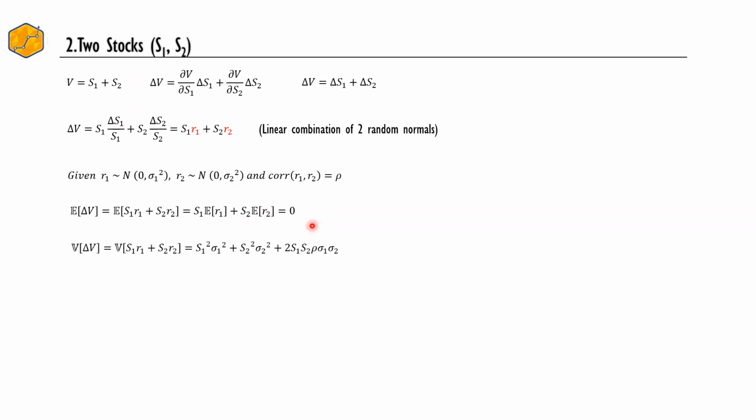What is the variance? We know how to calculate the variance of a linear combination. S1 square, variance of R1, which is sigma 1 square, plus S2 square. Remember, a constant comes out as a square. Variance of R2, which is sigma 2 square, plus 2 times AB, remember, that's 2 times S1, S2, rho, which is the correlation, sigma 1 times sigma 2.